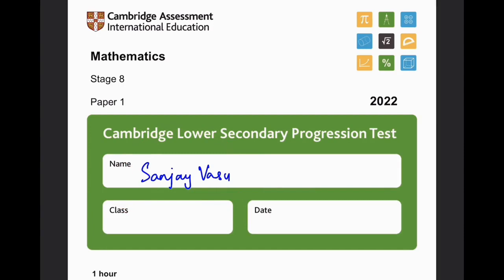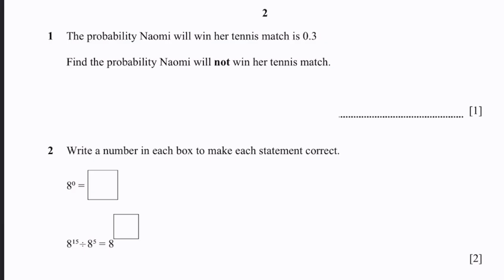This time I'm doing it on Mathematics Stage 8 Paper 1 for the Cambridge Lower Secondary Progression Test. We are not allowed to use a calculator. By the way, this is for the year 2022. Let's start. Question 1. The probability Naomi will win a tennis match is 0.3.